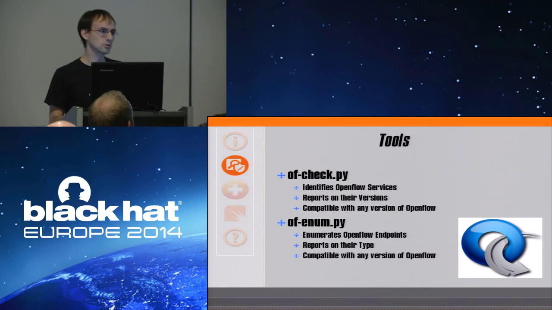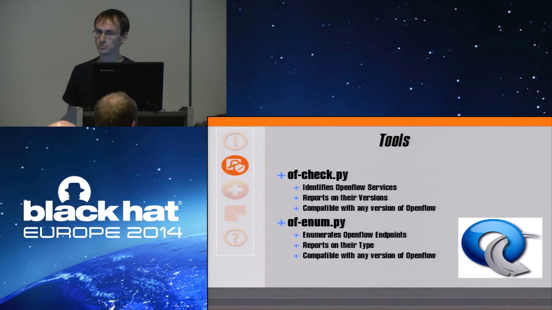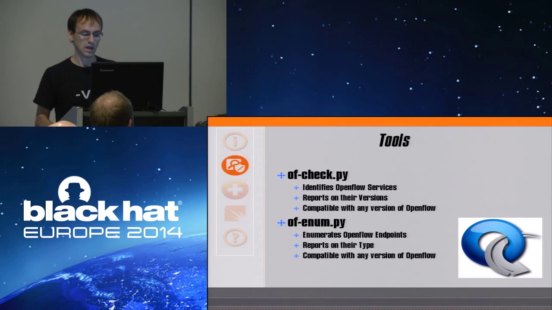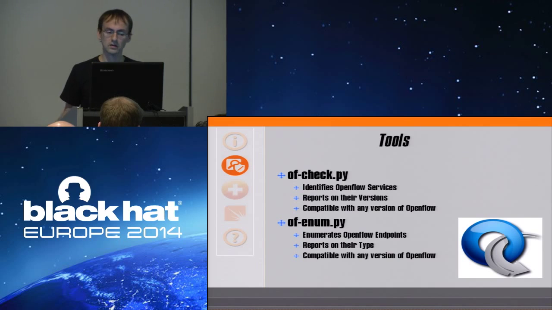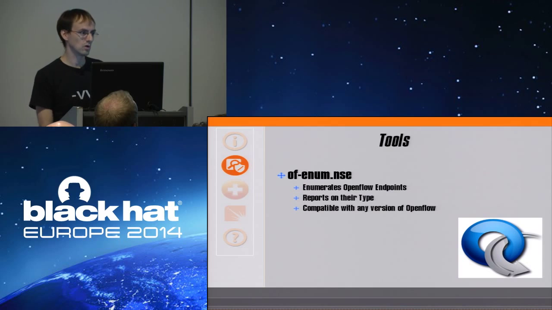And you'll give that smaller list to OFENUM. OFENUM will then enumerate the endpoints, report on the type, and tell you whether it's a controller or an endpoint, a switch or a router. It's compatible with any version of OpenFlow. And just to throw that in there, there's also an nmap script as well. You can use that with the tools you already have.